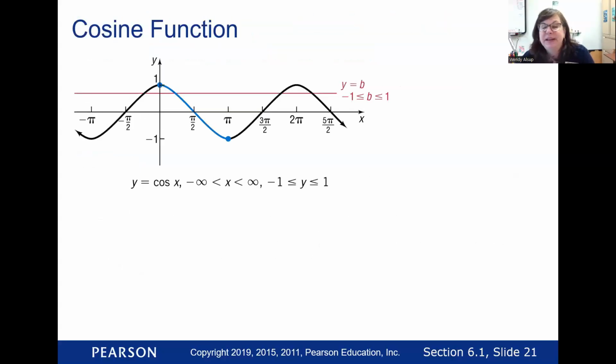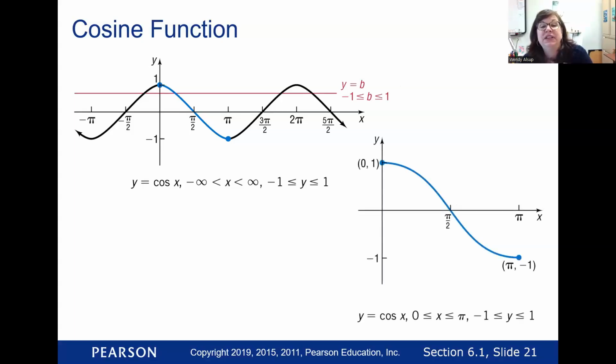Same thought with cosine, except now instead of from negative pi over 2 to pi over 2, we're going to restrict it from 0 to pi. So the domain of the original is from 0 to pi, and that becomes the range of our inverse. Still, the range of the original is from -1 to 1, and so the domain of the inverse will be -1 to 1.